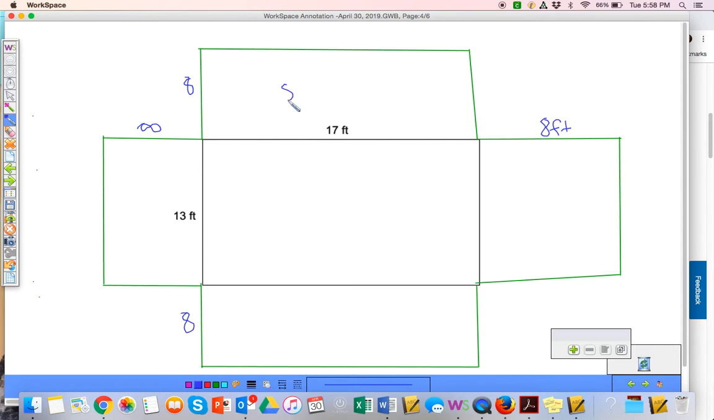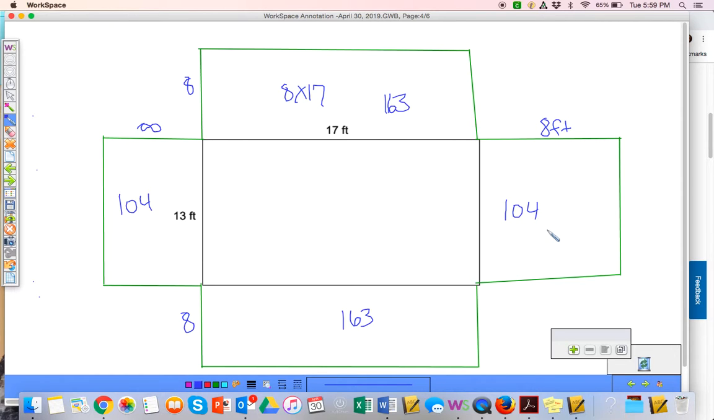multiply. Okay? 8 times 17. So just a second. 8 times 17 is 163. Oops. So if this side is 163, that means that this side is 163. Then we have to do 8 times 13 for this wall. So 8 times 13 is 104. So if this side is 104, then this side has to be 104.